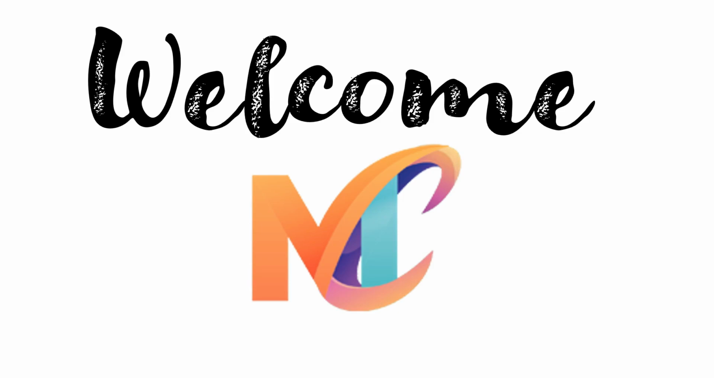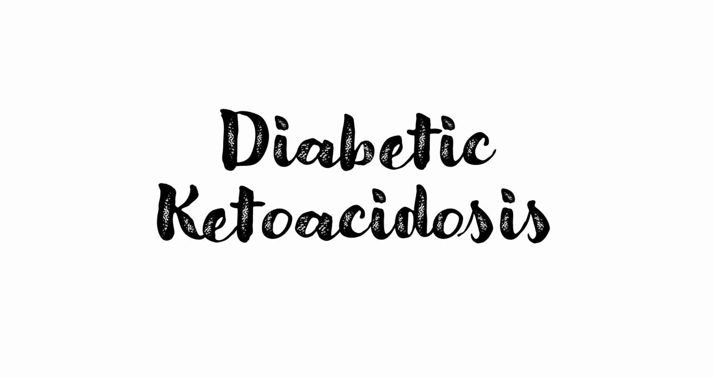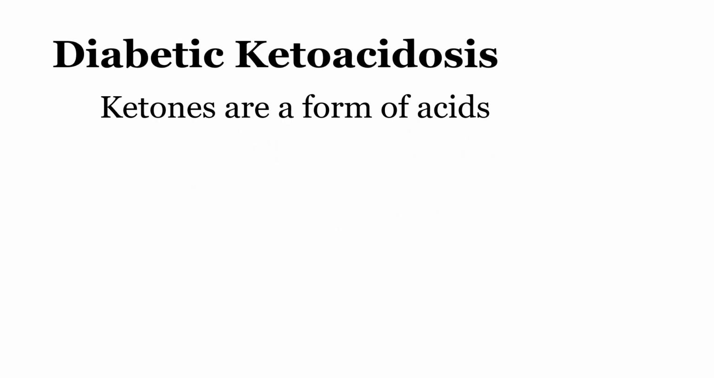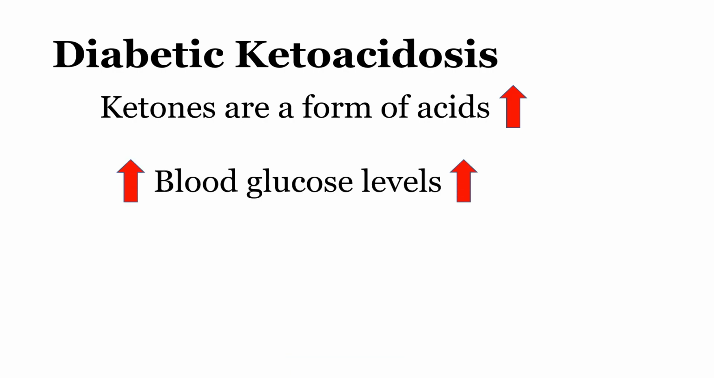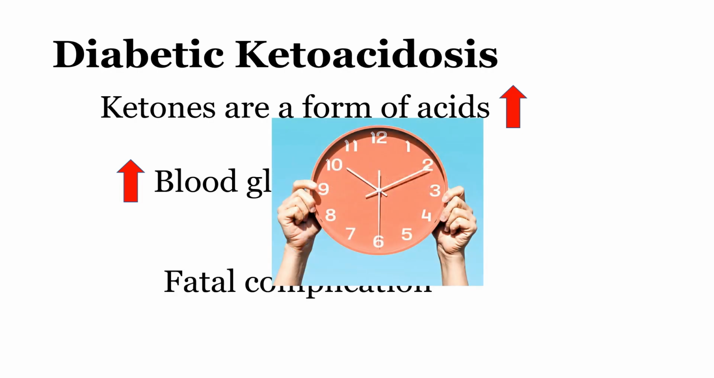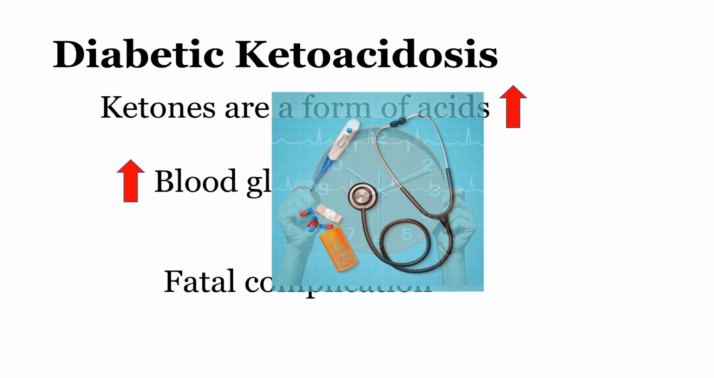In this video we are going to discuss diabetic ketoacidosis. What happens in diabetic ketoacidosis? Ketones are a form of acids. In diabetic ketoacidosis, these ketones build up in the body, causing increased acid levels in the blood. It happens when your blood sugar level stays high for a longer duration. This is a serious complication of diabetes and can be fatal, but it takes some time to develop, so there is a chance to treat it, and most importantly, it can be prevented.